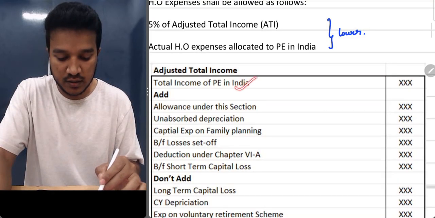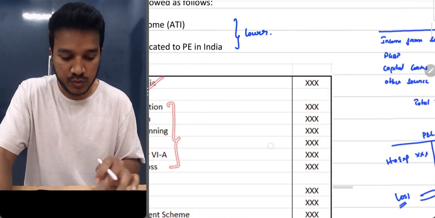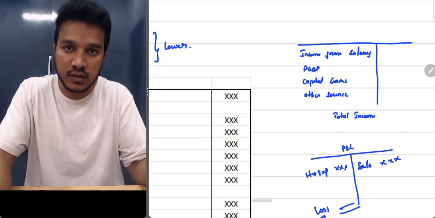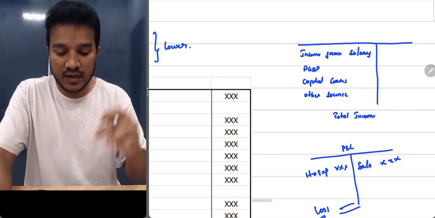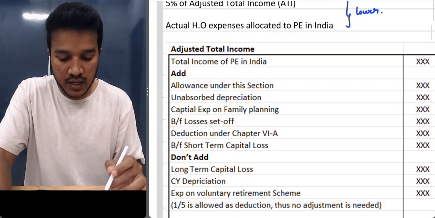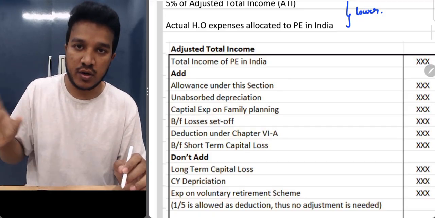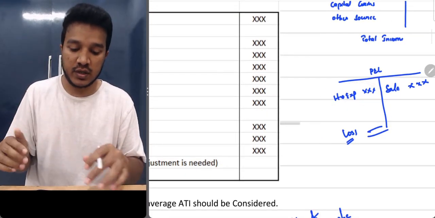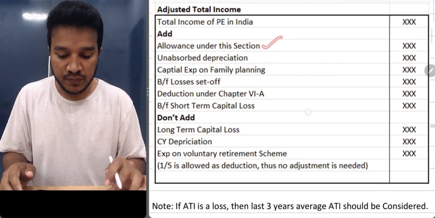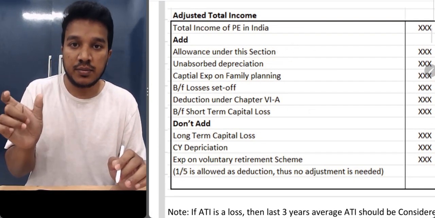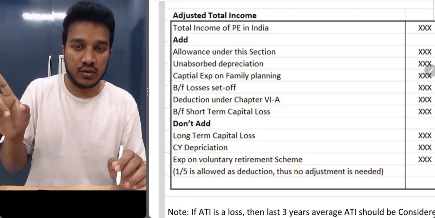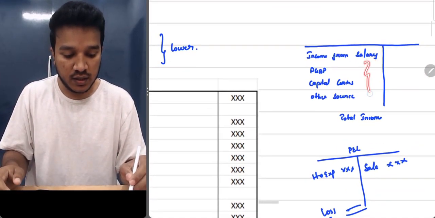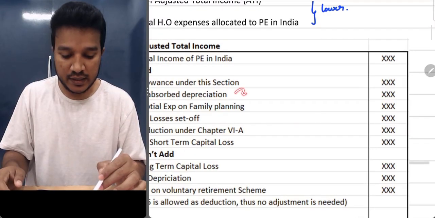This is your total income, and there are certain items that you need to add back, because to derive this total income, certain items were already considered. Now what are those? First, the amount allowable under this section, that is whatever head office expenses they have claimed already; that needs to be added back. Next, unabsorbed depreciation. Depreciation under section 32 is allowed, and unabsorbed depreciation should be carried forward to next year, but they have already considered it here, so that's the reason you are adding it back.